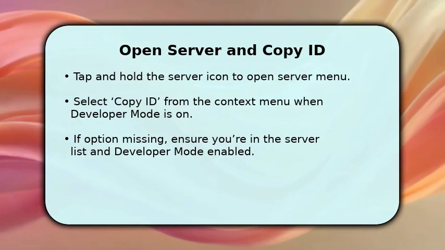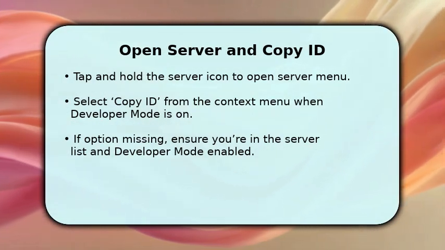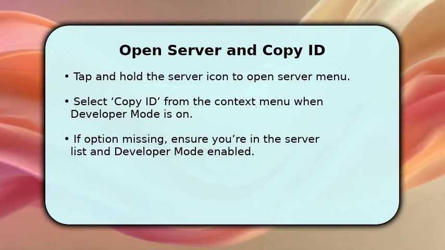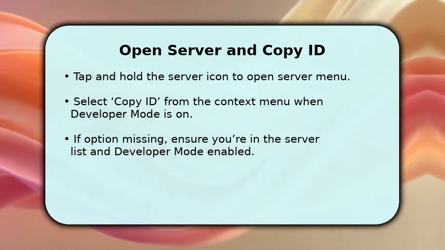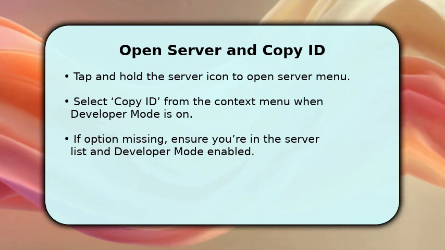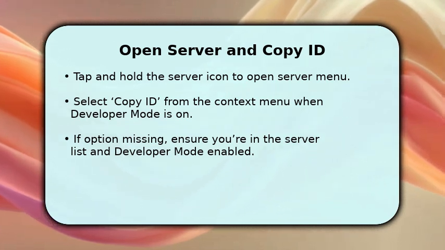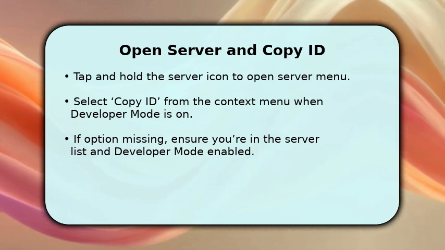Once developer mode is on, navigate to the server list and find the server icon you need. Tap and hold that icon to open the context menu. You should see Copy ID as an option. Tap Copy ID and the server ID is placed on your clipboard.